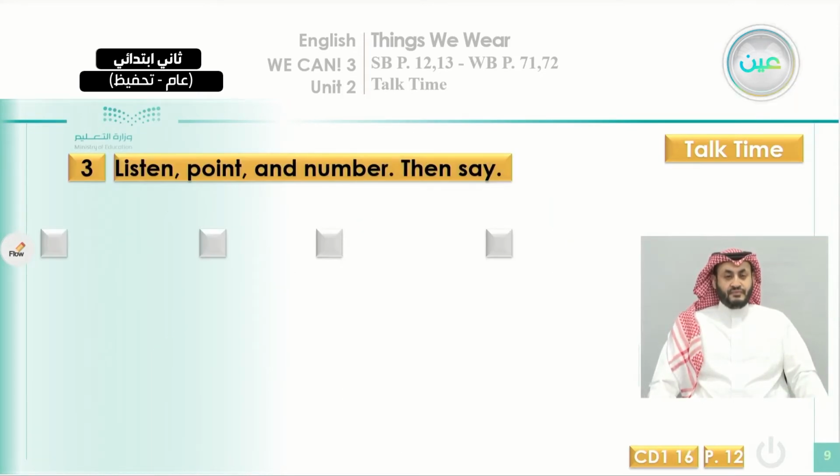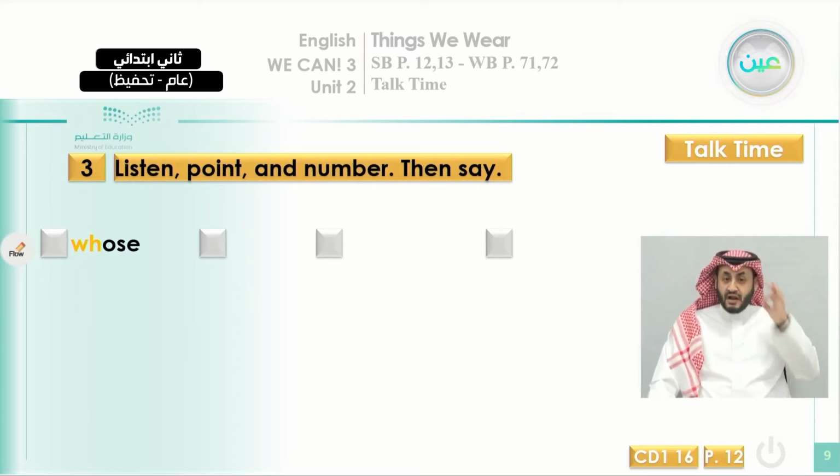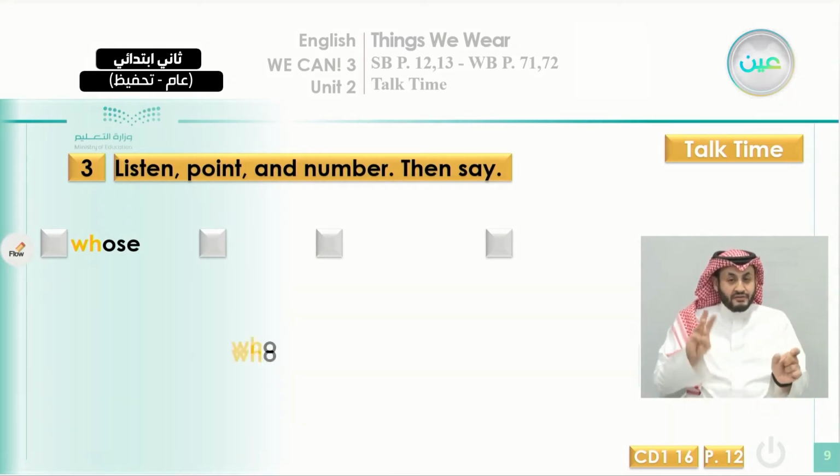Okay, we move now to the next slide, which is exercise number 3. You need to listen and you need to point and number the following squares here. You have whose, you know what we mean by whose, and you know also how to pronounce it. Notice here, WH, OSE, so we pronounce it whose. Okay, the second word is who.